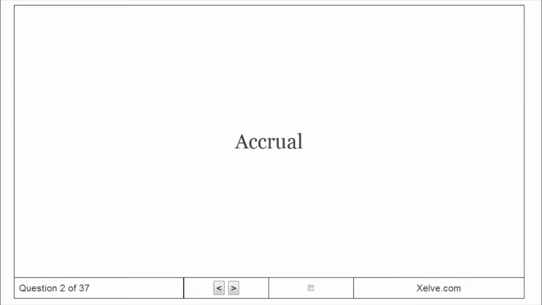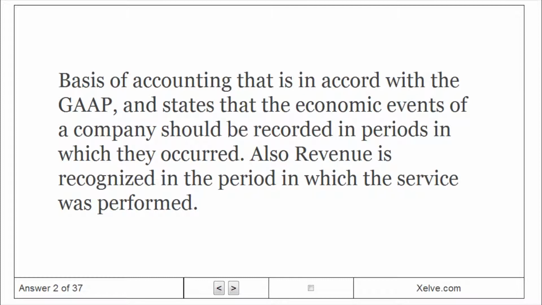Accrual basis of accounting that is in accord with the GAAP and states that the economic events of a company should be recorded in periods in which they occurred. Also, revenue is recognized in the period in which the service was performed.